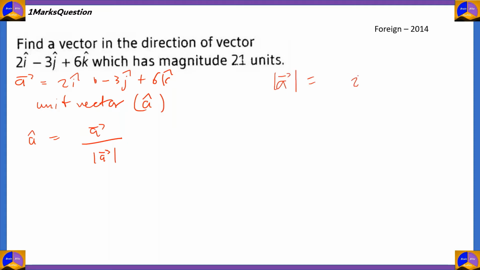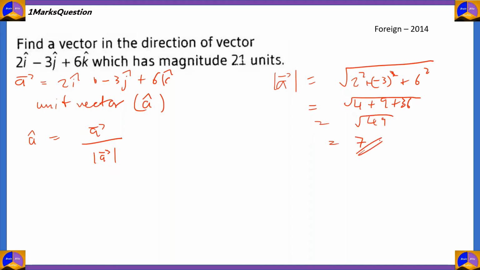Easy. 2 square plus minus 3 square plus 6 square, the whole root. And that is 4 plus 9 plus 36, whole root. So that is 49, the whole root, which is equal to 7. So the modulus of vector A is 7. That's how we find the modulus. You just square the coefficients, the direction ratios of this vector, that is 2, minus 3 and 6. And then you square them and you add the squares, and then you take a whole root of that and you'll get the magnitude of vector A.